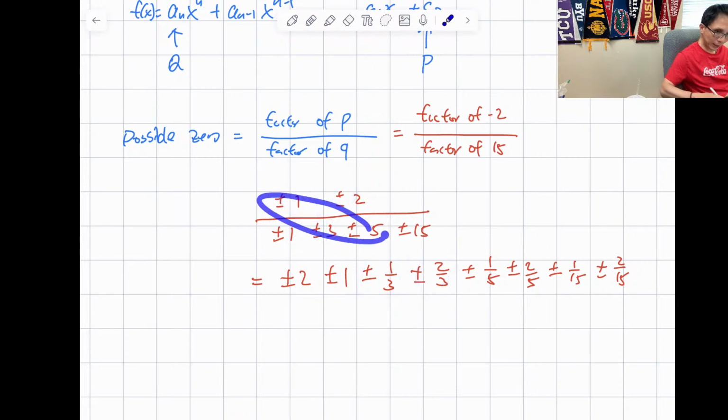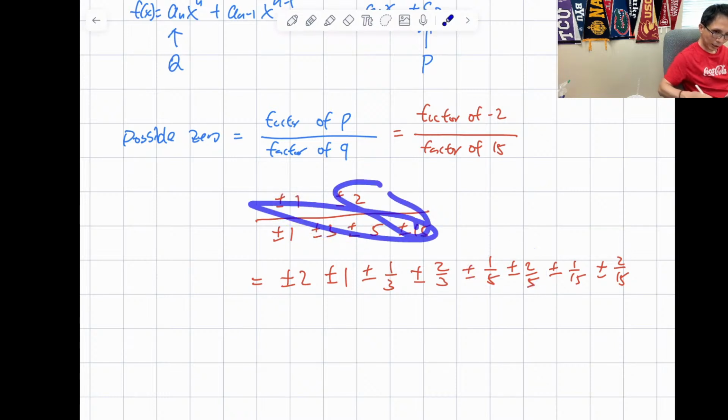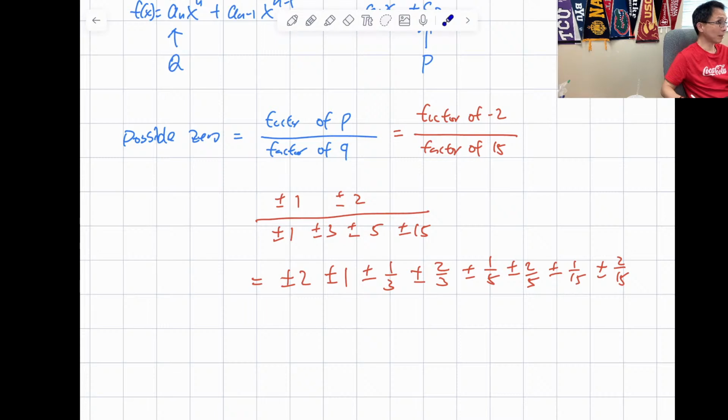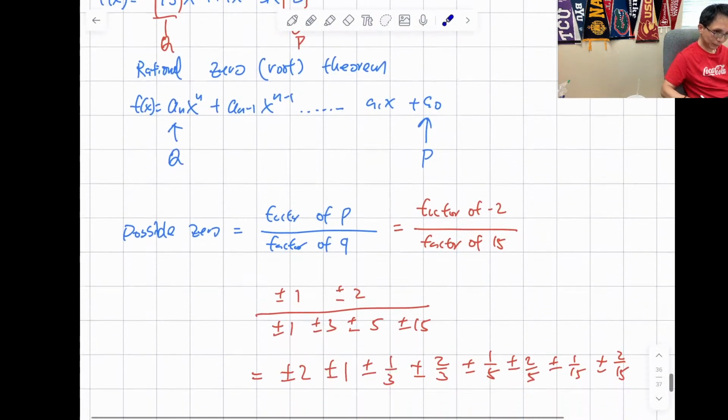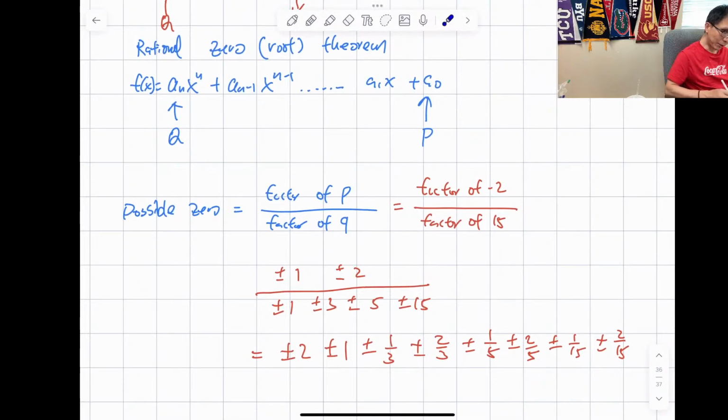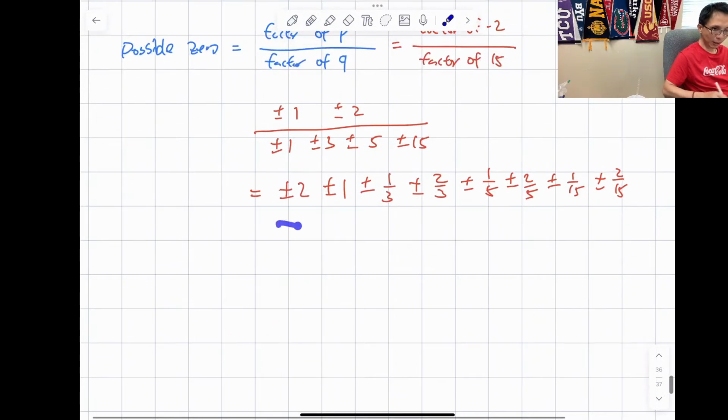And then you're going to do it again. And you got this. And you're going to do it again, and just pair it up. Just learn how to write it out. Those are possible zeros. What the rational root theorem says is the possible zero is going to be a factor of P over a factor of Q. And this is all the possible combinations. These are the possible zeros.